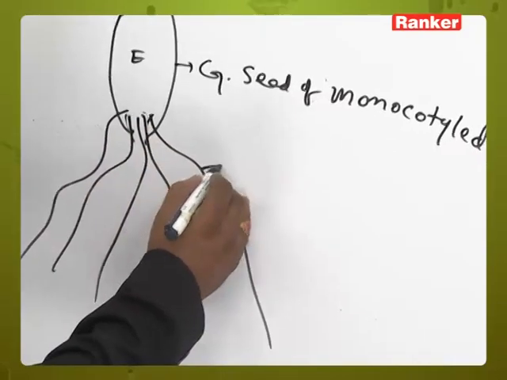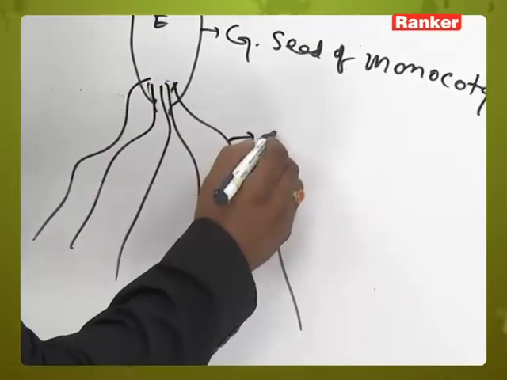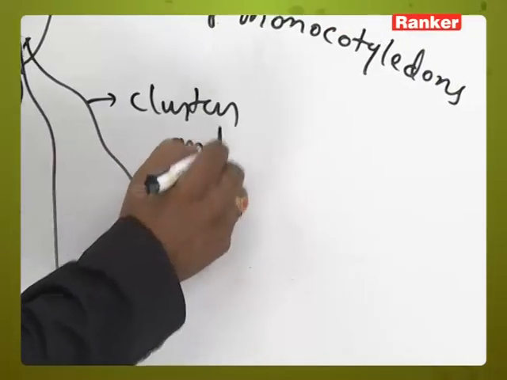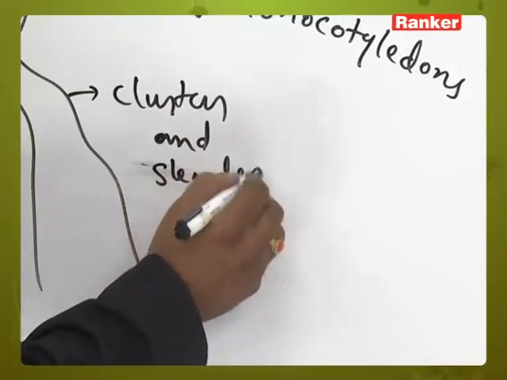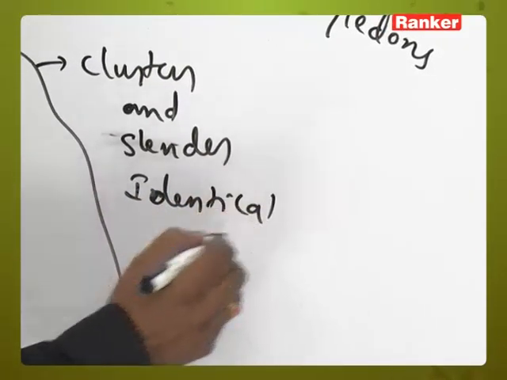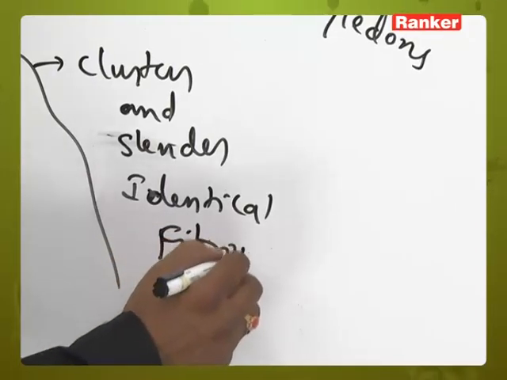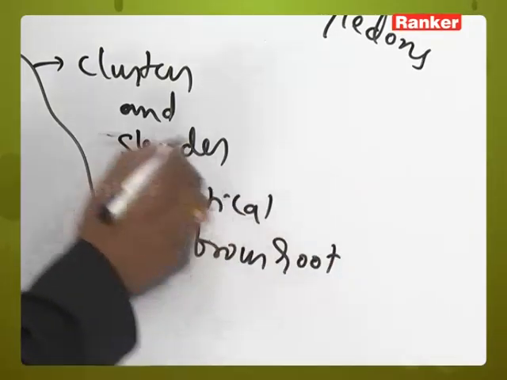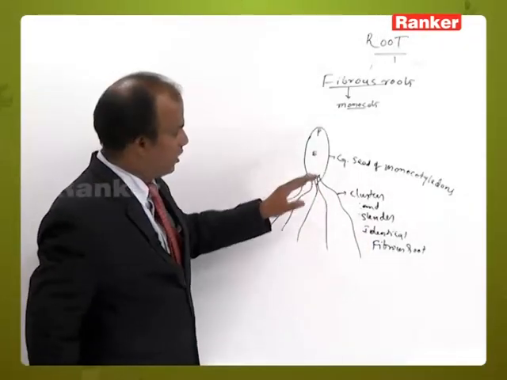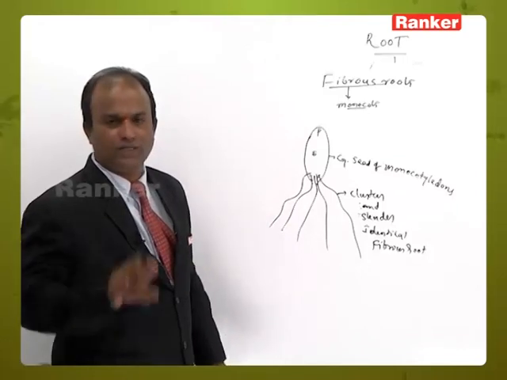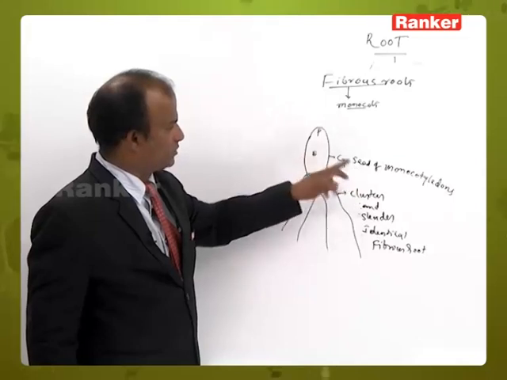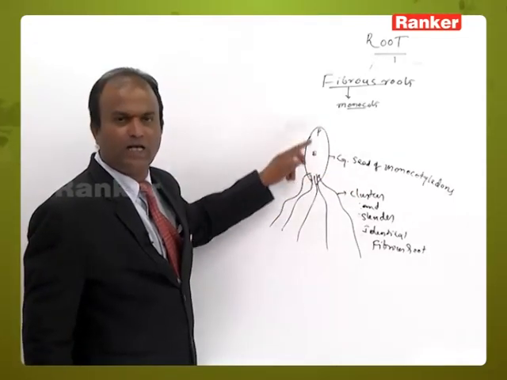So from the base of the stem, cluster, slender, identical fibrous roots are developing. Once again, see here, this is the monocot germinating seed, where the embryo shows radical and plumule.